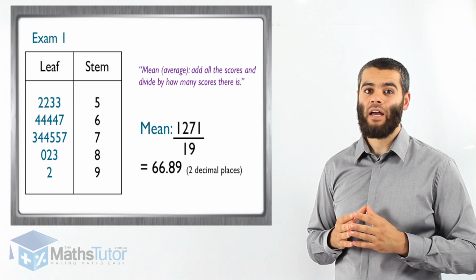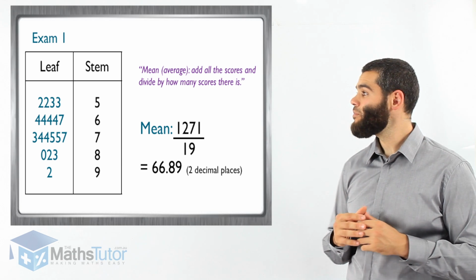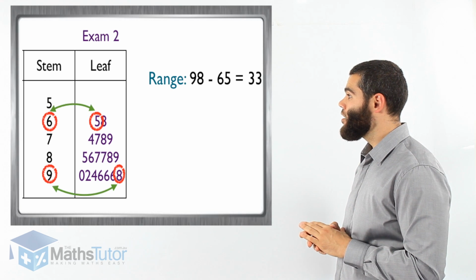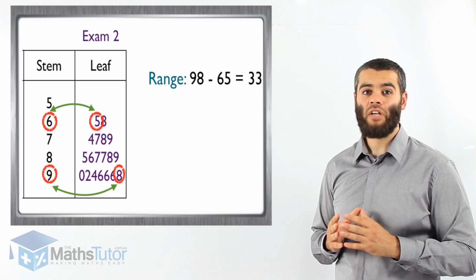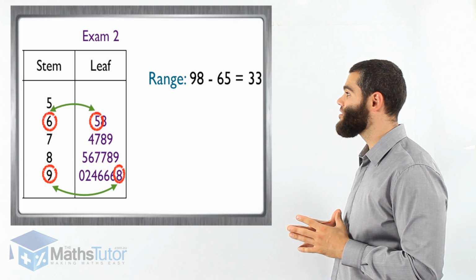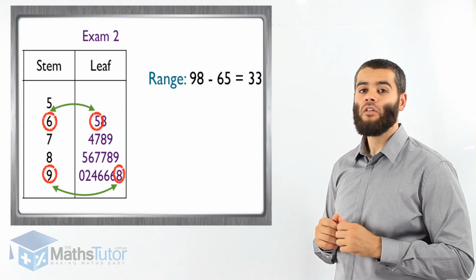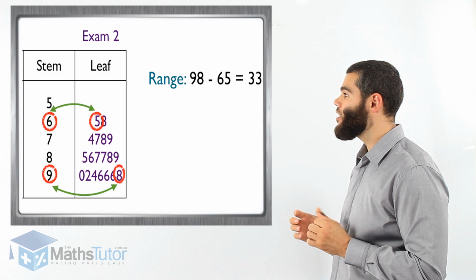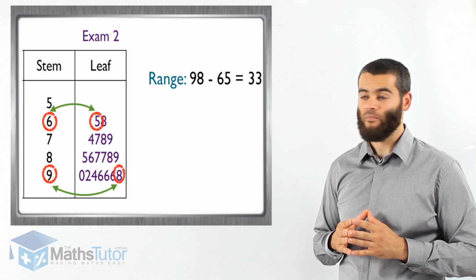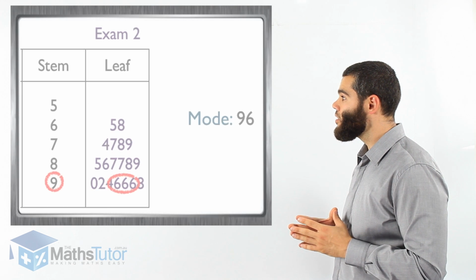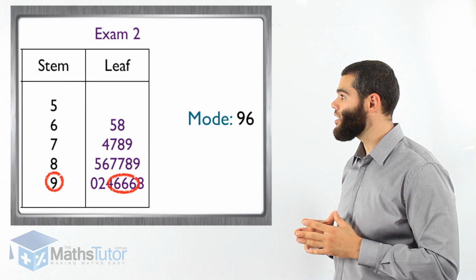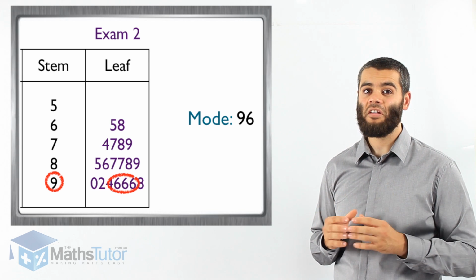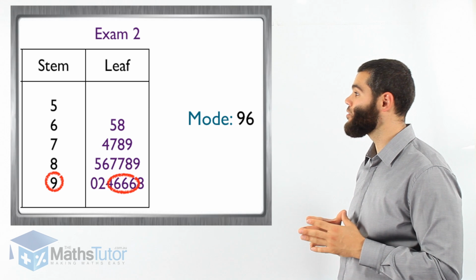Now, let's work out the range, mode, median and mean for test number 2. Test number 2, let's work out the range. The highest score, take away the lowest score. The highest score is 98. Take away the lowest score, which is 65. 98 take away 65, we know the range is 33. The mode is the one that occurred the most, and we can see that 96 happened 3 times. 96 occurred the most in test number 2.